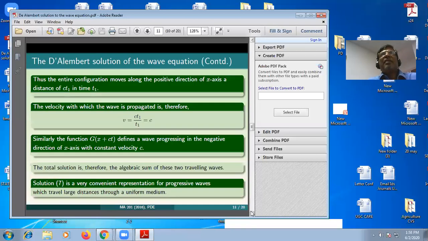So students, I hope that you have understood what the D'Alembert's solution to the wave equation is.